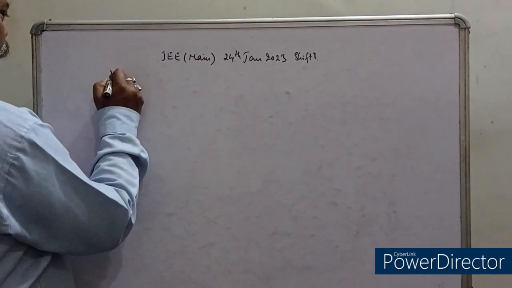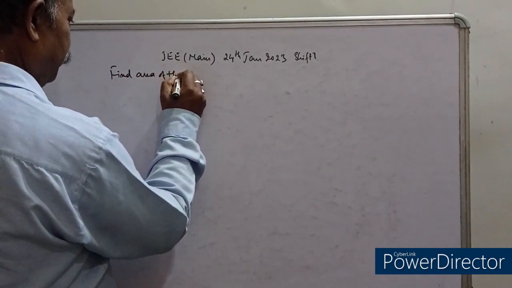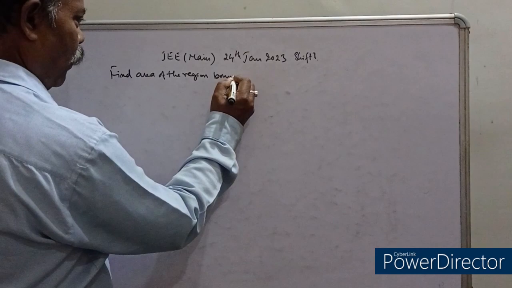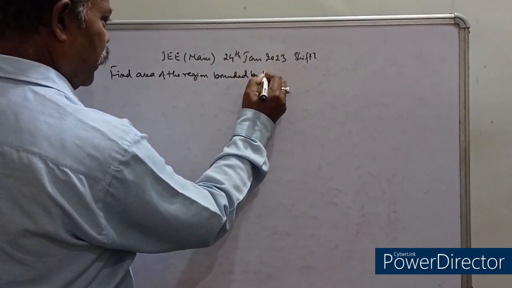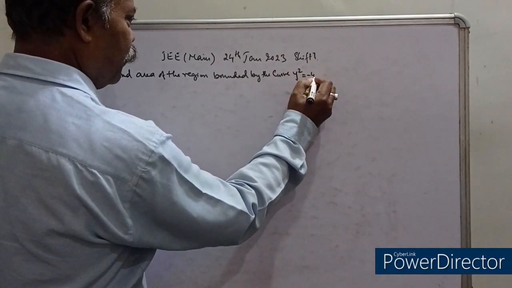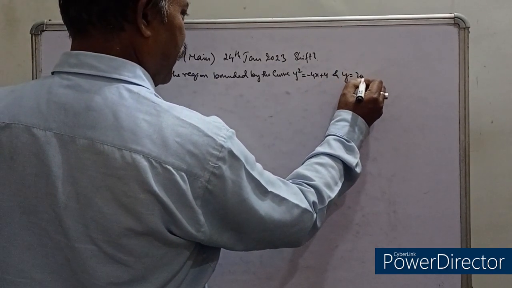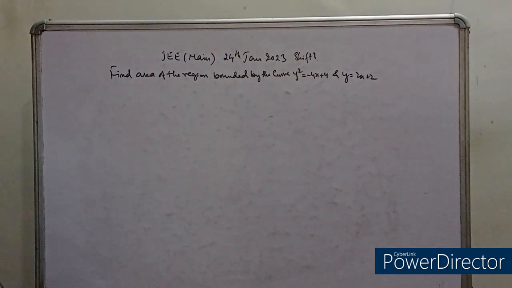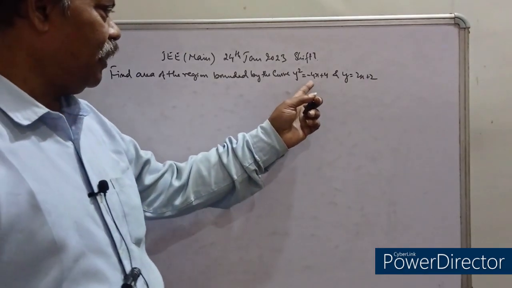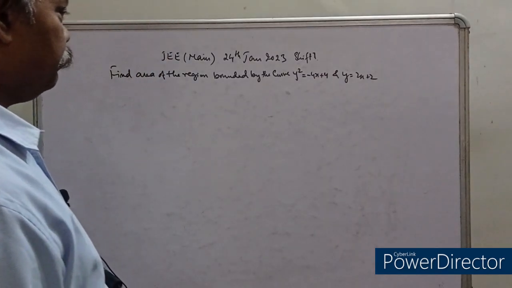The question was, find the area of the region bounded by the curve y square is equal to minus 4x plus 4 and y is equal to 2x plus 2. So here we see that this y square means a quadratic equation, so the graph will be of a parabola, and this is a linear equation in two variables.